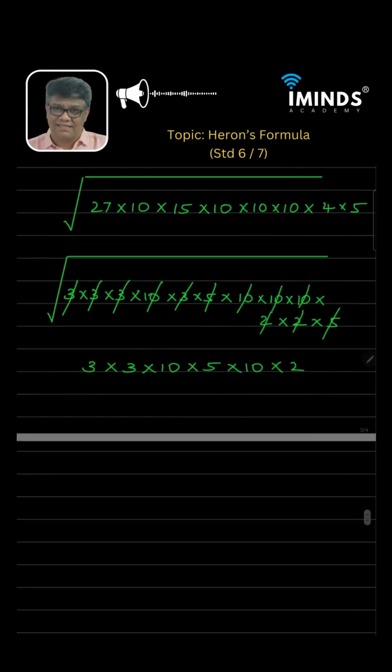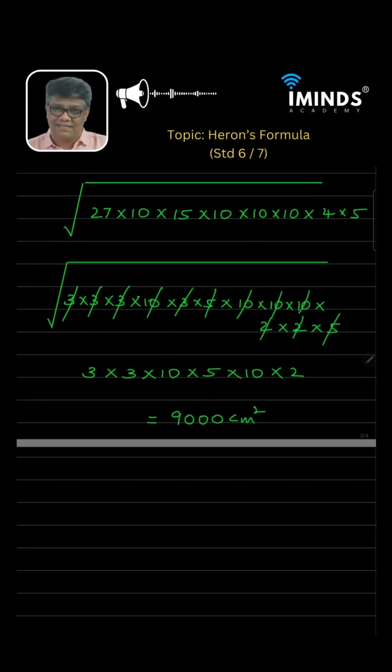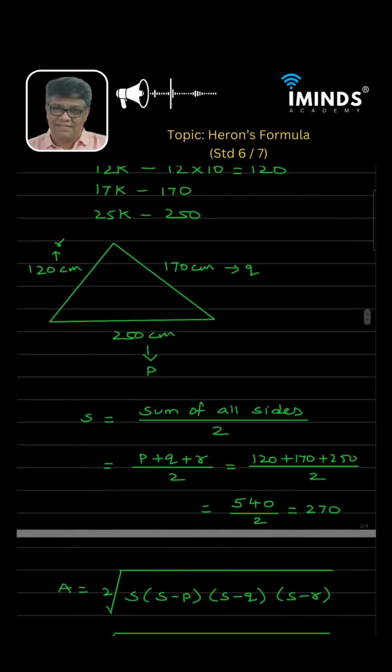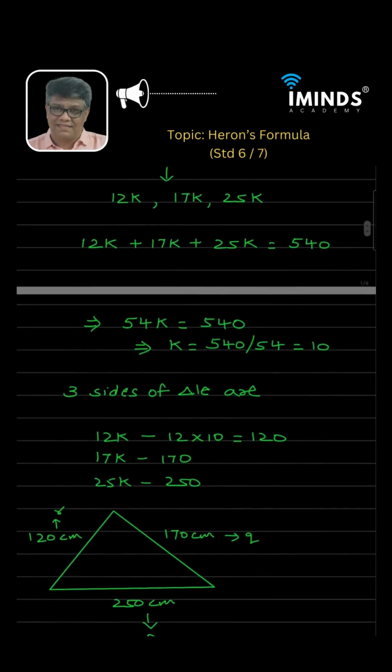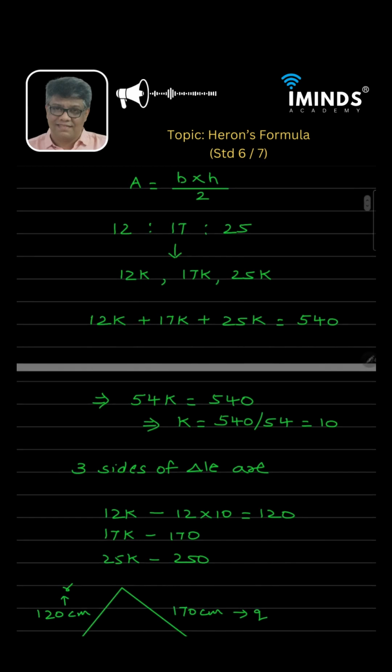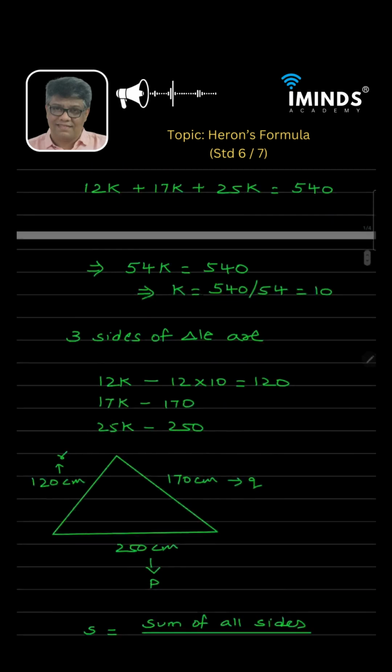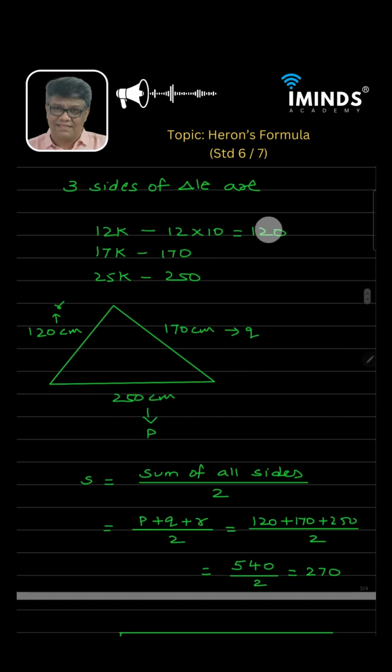So what is the value we get? 3 3s are 9, 9 10s are 90, 90 into 10 is 900, 900 into 10, that is equal to 9,000 centimeters square. So this is our final answer. This is the area of a triangle whose sides were in the ratio 12:17:15, and the perimeter was 540 centimeters. From that we found out the individual sides by using the variable method. So we got all the sides as 120, 170, 250.